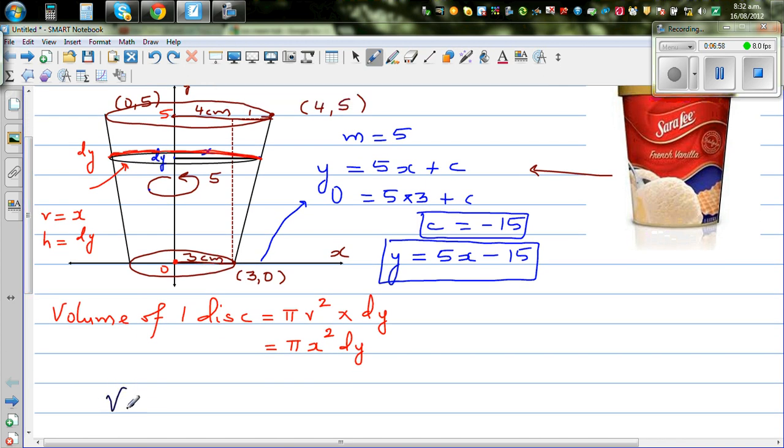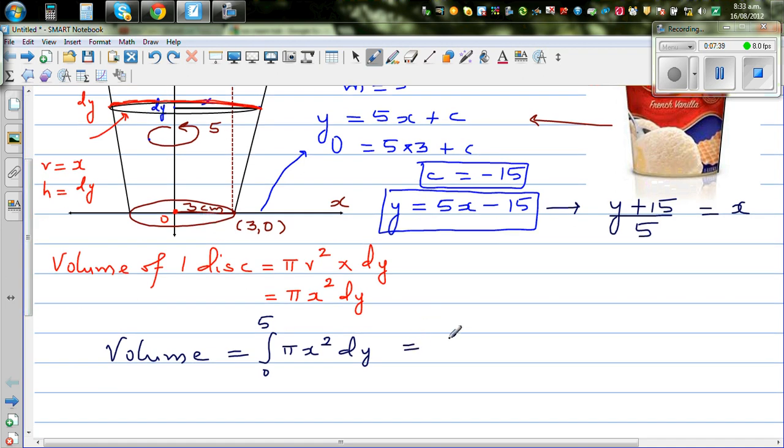Okay, so the total volume would be the integration from 0 to phi of pi x squared dy. Now we need to write this in terms of x. So can I write this as y plus 15 over phi is equal to x, making x the subject, because we want this to be written as x squared, and x has to be written in terms of y because we are integrating with respect to y.